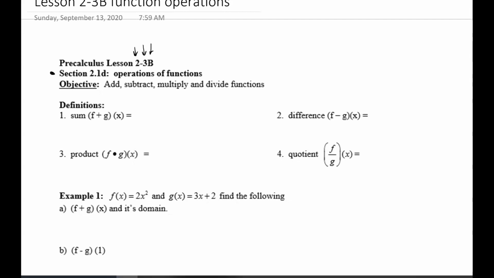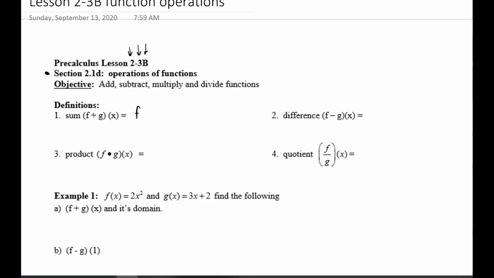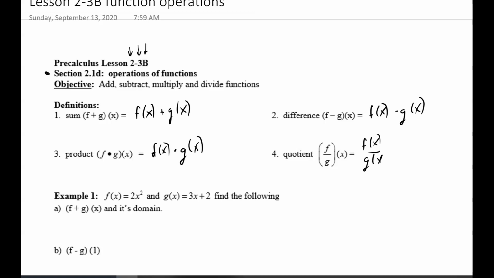So first, the four basic operations: add, subtract, multiply, and divide. Just a little notation here. f plus g of x means the same thing as f of x plus g of x. f minus g of x is f of x minus g of x. f times g of x is f of x times g of x. And the one you have to be careful of because of the denominator, f over g of x, is f of x over g of x.